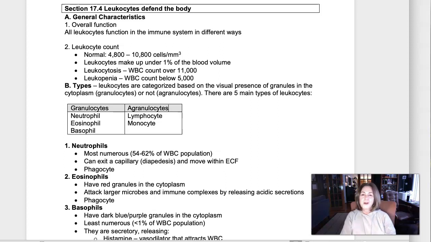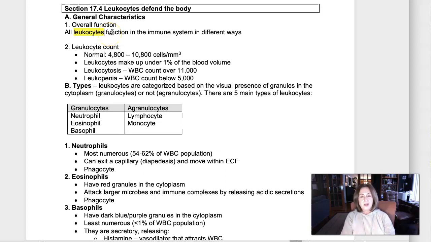In this video, we'll talk about the types of white blood cells and their basic function. So white blood cells are known as leukocytes, and they all function in the immune system in different ways. So we'll take a look at the different types of leukocytes and how they function in the immune system.